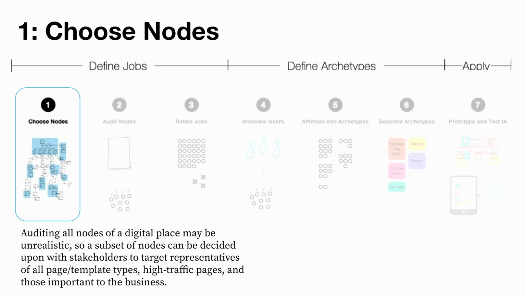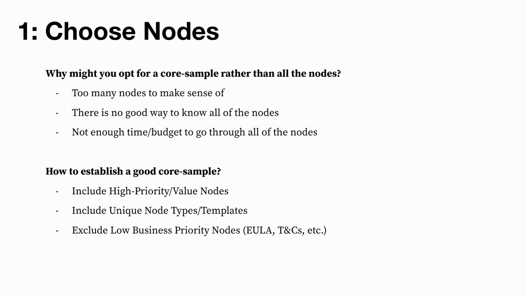So you have a big website. How do we know what the jobs are? The hard part there is that there are so many pages. So sometimes you do a core sample, just a portion of it, and the portion is determined by what is practical for the goal. Sometimes it's smaller. You don't need to check every single node. It's a smaller footprint. So why might you opt for a core sample? Why would you not do all the things?